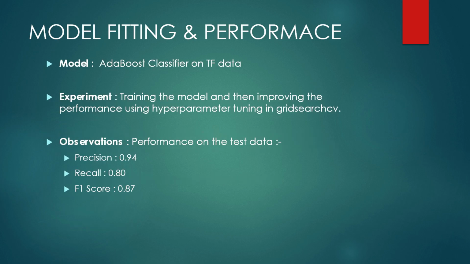After that, we fitted AdaBoost on the TF data frame, which gave us precision of 0.94, recall of 0.84, and F1 score of 0.87. Then we used the bagging classifier on TF data, which gave us precision of 0.95, recall of 0.72, and F1 score of 0.81.